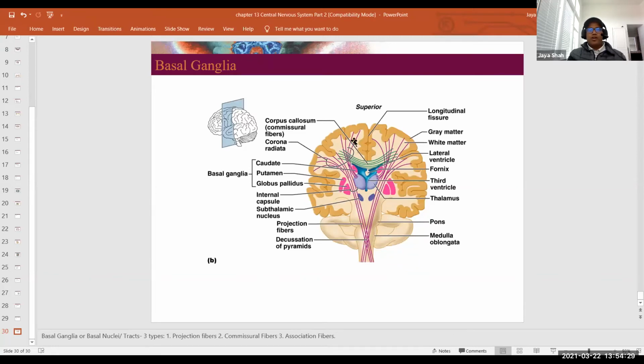Association fibers are not shown in this diagram, but let's say I connect the parietal lobe of the brain to the frontal lobe of the brain. Let's see here. These fibers will be association fibers. Got it?